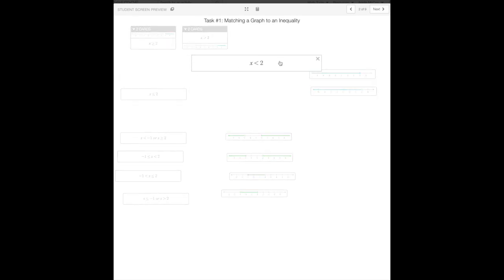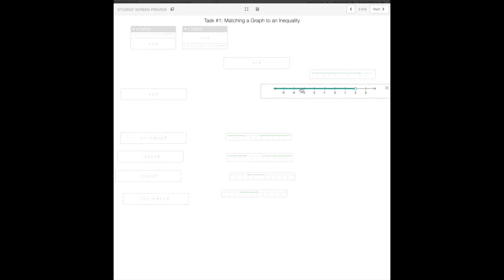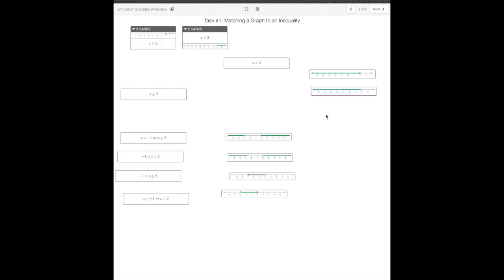All right, x is less than 2. So now the inequality symbol is facing the 2. That means 2 is larger, so I need a number that's less than 2. What's an example of that? 0. So that means my arrow needs to be highlighting or hovering over the 0. So let's find that. I will also be looking for an open circle on the 2. So here's an open circle, and look, 0 is highlighted because the arrow covers it. So I'm going to group these two together.